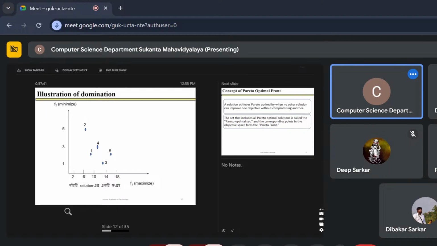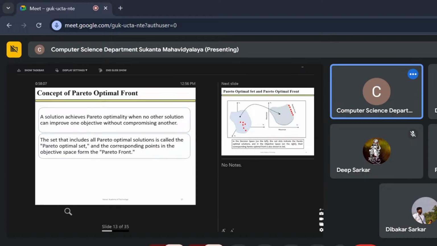Now the Pareto optimal front. In short, Pareto front. The concept is coming. Please recall that a few moments back, when I was making our discussion, we saw the Pareto optimal solution set, with examples. Now, Pareto optimal front. A solution achieves Pareto optimality when no other solution can improve one objective without compromising another.